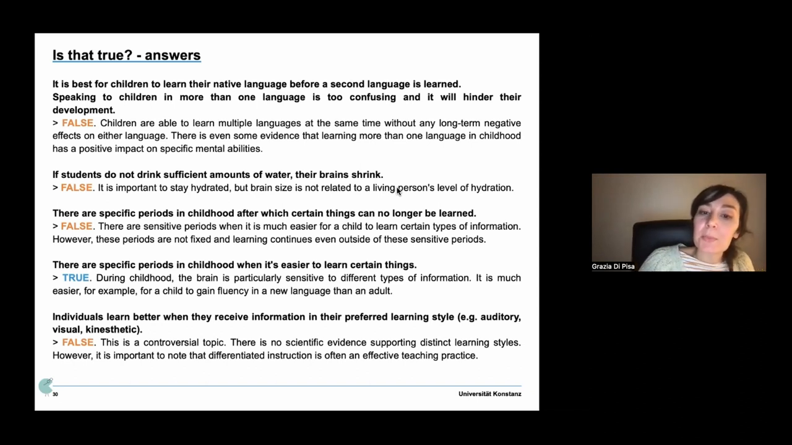In fact, during childhood, the brain is particularly sensitive to different types of information. For example, it is much easier for a child to gain fluency in a new language than an adult. And finally, the last one, which is the controversial one: individuals learn better when they receive information in their preferred learning styles, auditory, visual, kinesthetic. Well, there is no scientific evidence supporting this theory about distinct learning styles, which was a big news. However, it is important to note that differentiated instruction given in multimodality is often an effective teaching strategy. And so, yes, these are the myths, and I think that was the last slide.